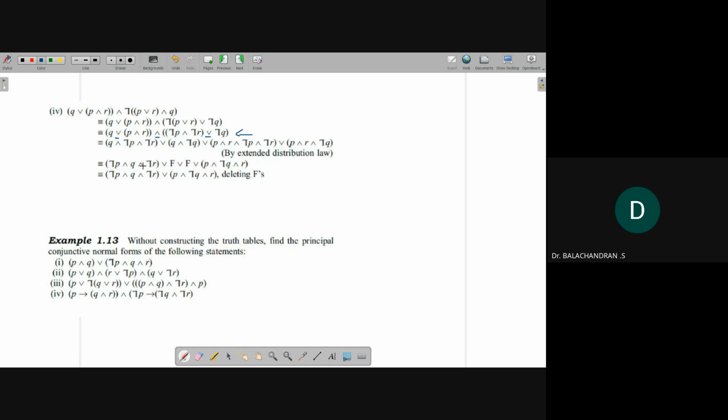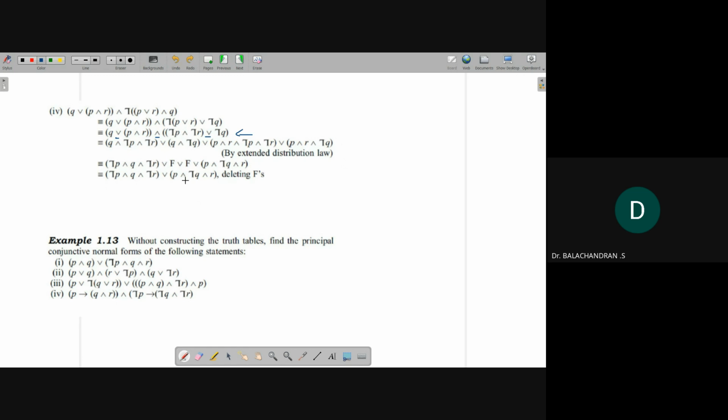Okay. I think now the next line is something, P or F is what? P. So that's why we have negation P and Q and negation R, or P and negation Q and R. So this is the required PDNF.